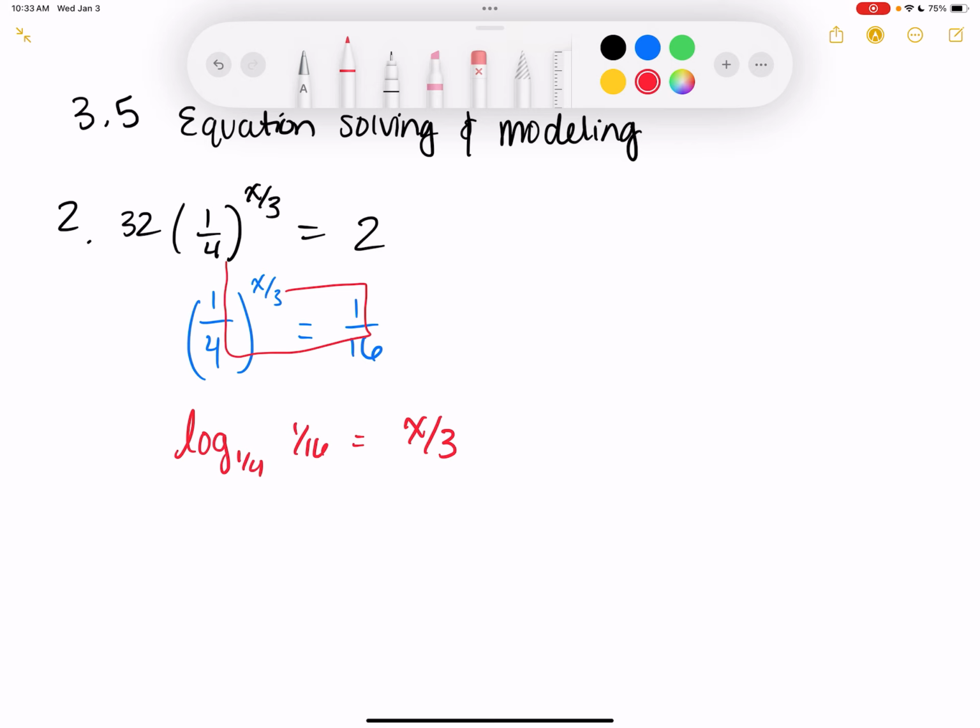We can multiply by the 3, so when we put it in the calculator, we can do 3 and then the log base 1/4 of 1/16 is equal to 6.